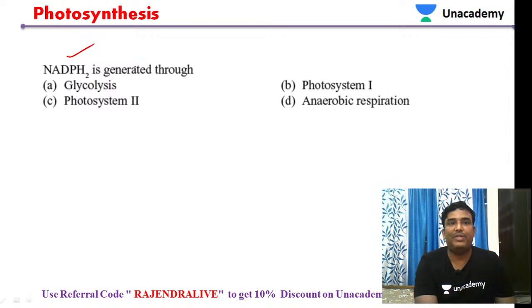Now, NADPH2 is generated through... that was the question. Where is this NADPH2 generated? NADPH2 is generated by the photosystem P700. P700 is photosystem 1. So it is generated through P700.